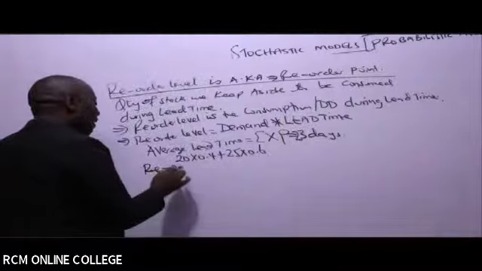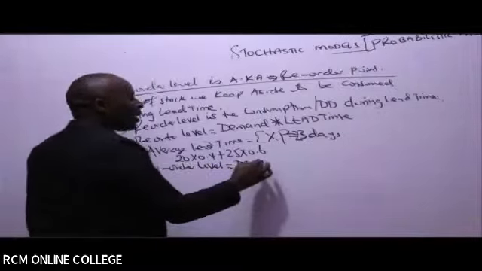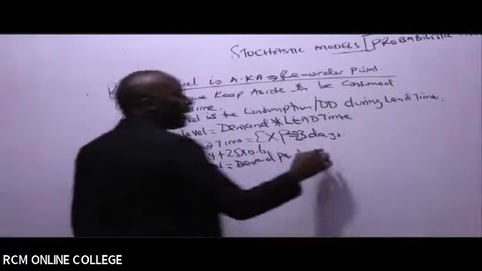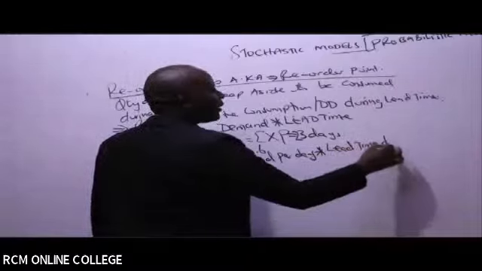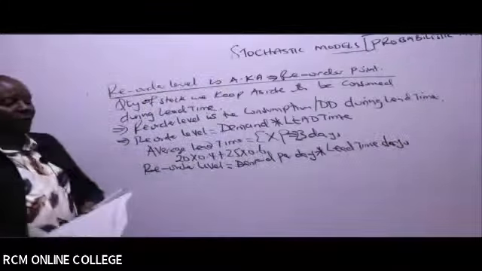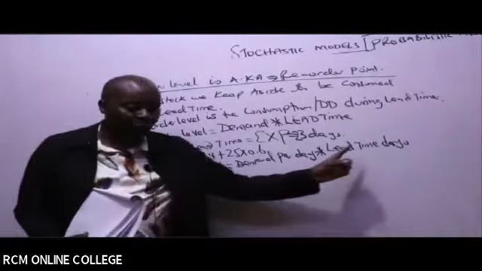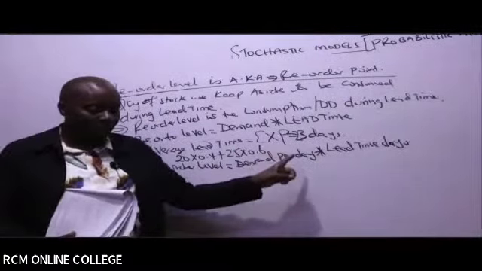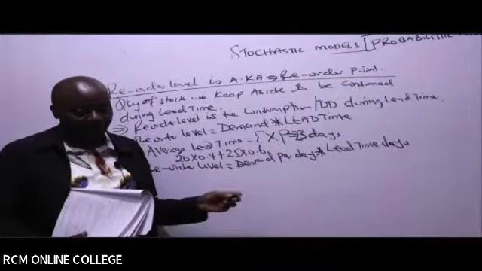Now listen, I repeat again. We are saying here that reorder level equals demand per day times lead time days, because I've known that lead time has been given in the form of number of days. If, for example, lead time was given in terms of weeks, I would have said lead time weeks times demand per week. So this will be demand per day times lead time days.